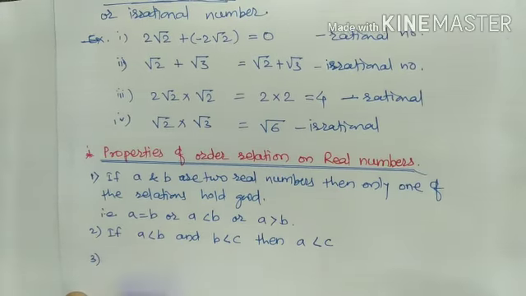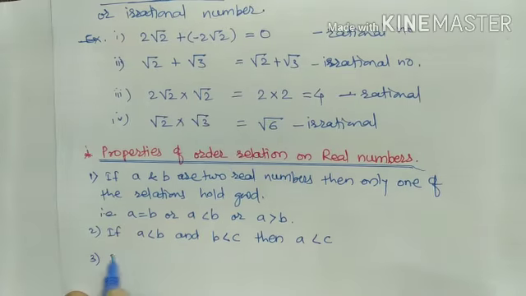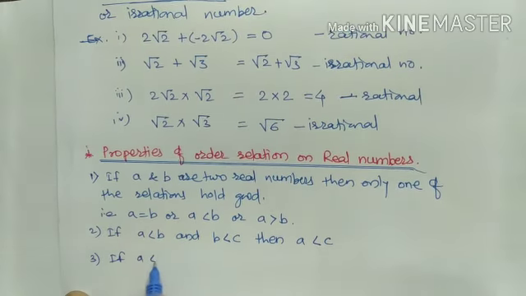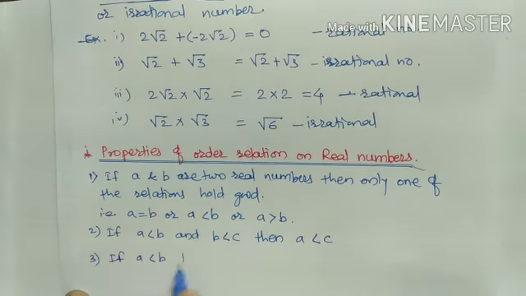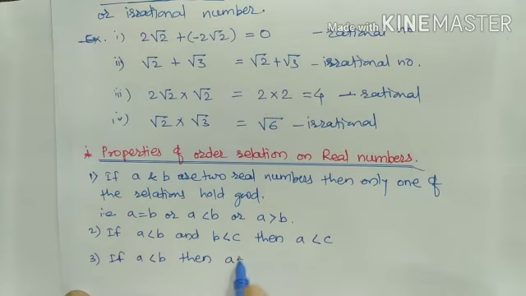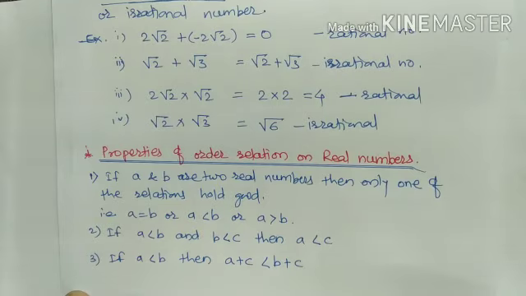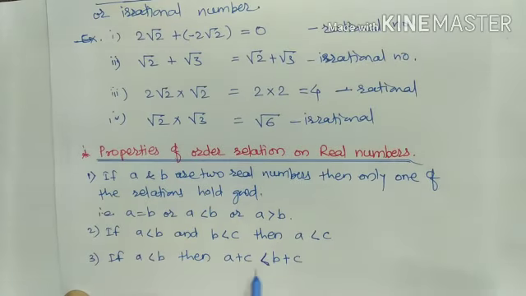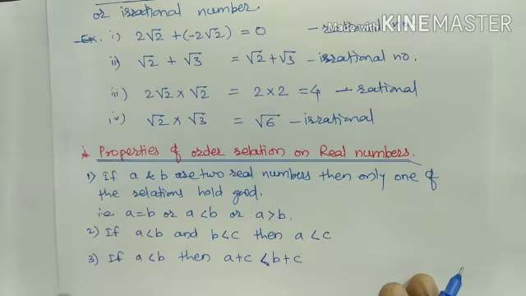Then the third property is if A is less than B, then A plus C is less than B plus C. When we add the same real number to both sides, then the order relation is same. The order relation सेमच राहतं, कारण आपण इथं सेम नंबर दोन्ही साईडला ऍड केलेला आहे.